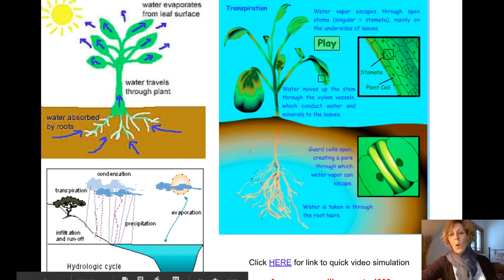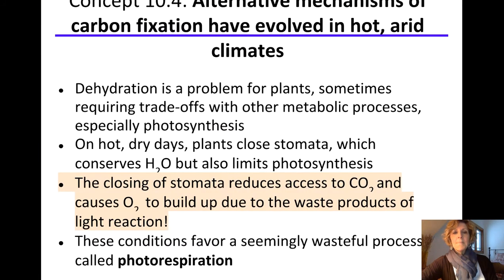This is interesting. 1 acre of corn crops will generate 4,000 gallons of water into the atmosphere a day. Okay, so evapotranspiration moves a lot of water into the atmosphere. So here's the problem. You open up your stomata, you could have too much evapotranspiration, you could actually dehydrate. So you might say, okay, plant, just close your stomata so you can conserve water.